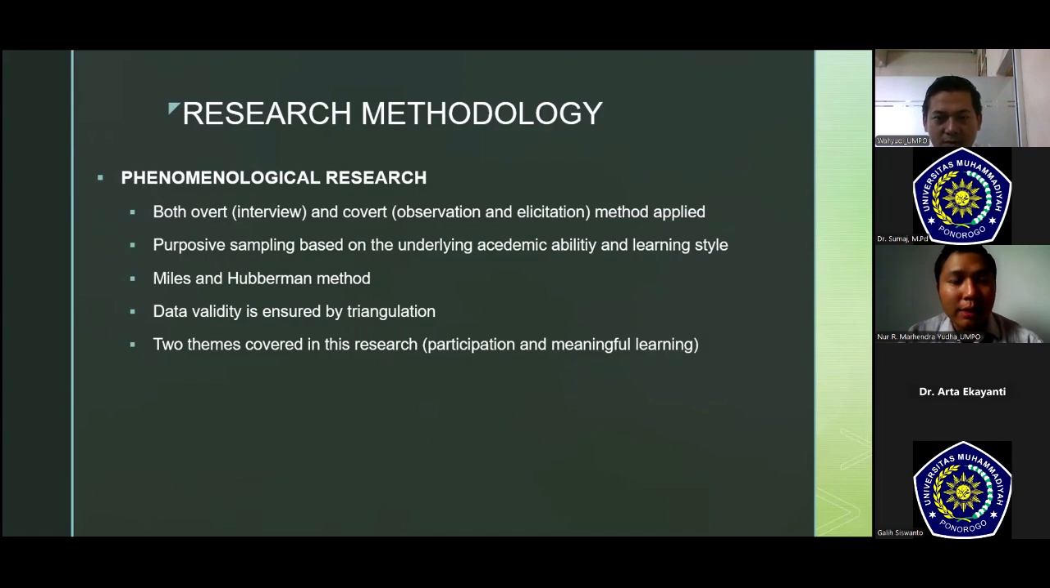Practically, we took 4 informants, A, B, and C. Of course, we scrapped all of their names because of privacy. The choice of informants A, B, C is based on their underlying ability that we get from the general description, which is actually the diversity of the intellectual ability and learning style. And for the data analysis, we're using the Miles and Huberman method. And data validity is ensured by triangulation.